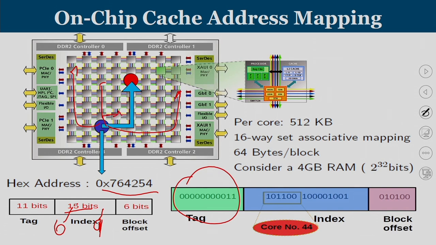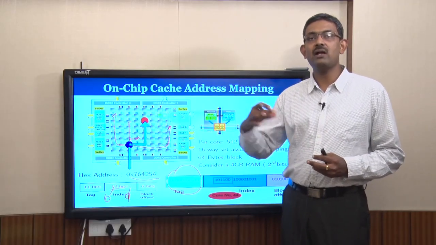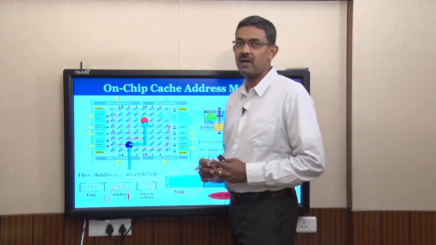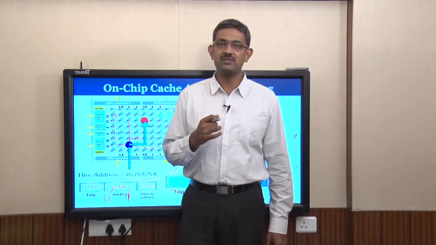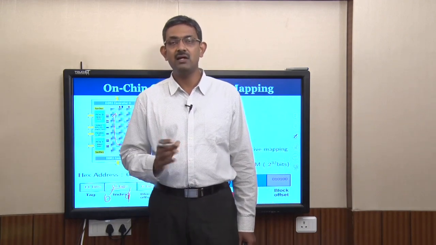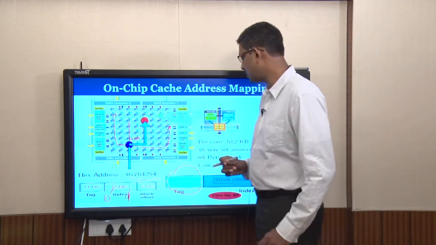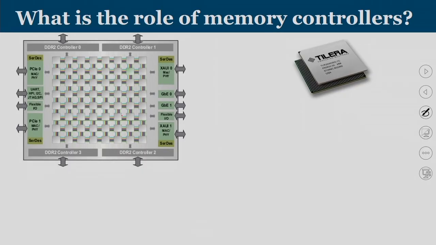So it is basically the cache address mapping that governs what is going to be the destination of a request packet. So some packets will travel longer in the network when the address is mapped to those particular cores, and some may be traveling a relatively smaller distance in the network. Let us try to see what is the role of memory controllers.